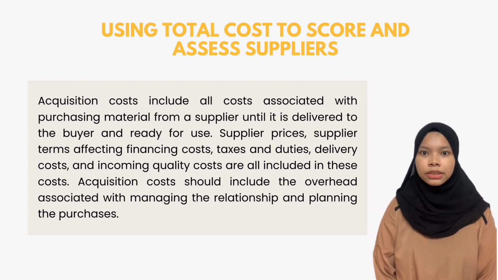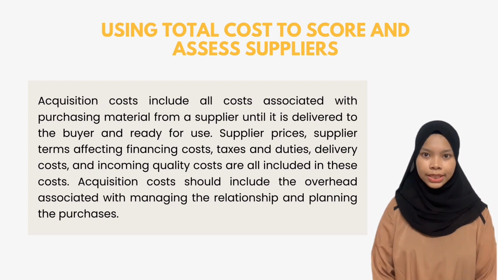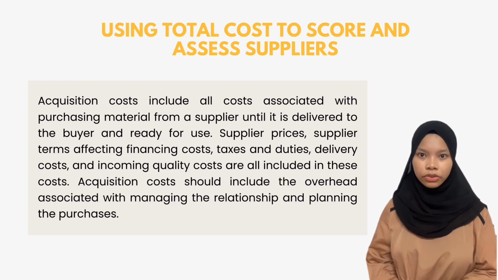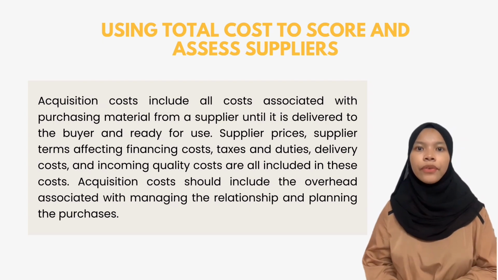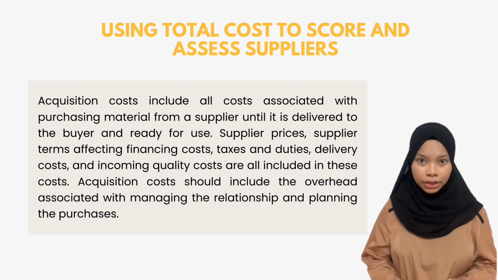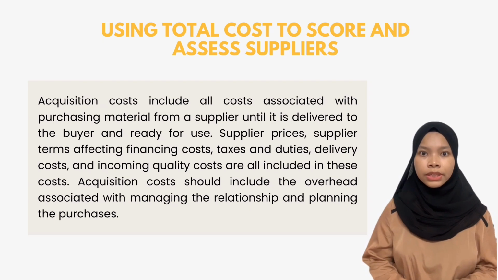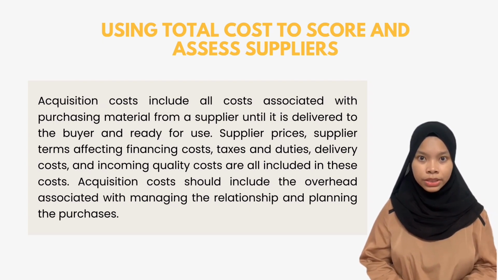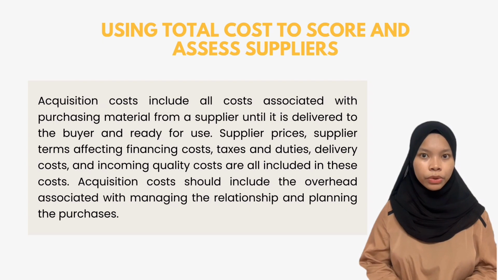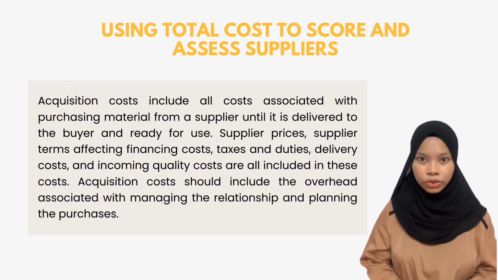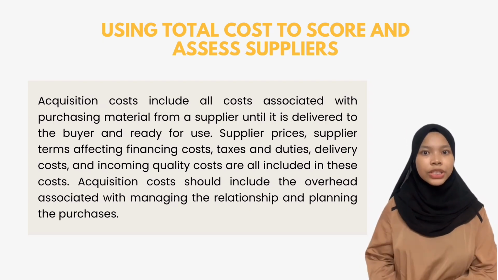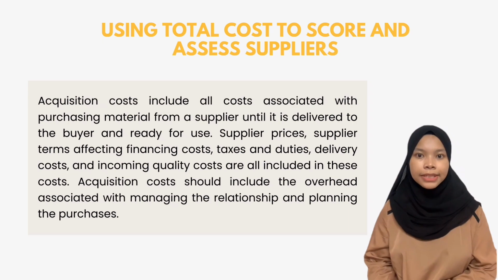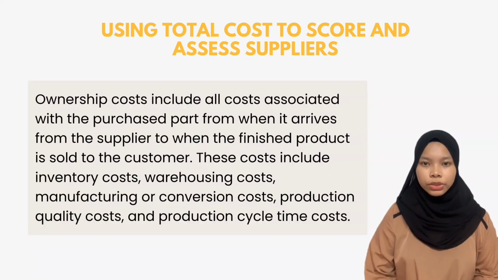Acquisition costs include all costs associated with purchasing material from a supplier until it is delivered to a buyer and ready for use. Supplier price, supplier terms affecting financing costs, taxes and duties, delivery costs, and incoming quality costs are all included in this cost. Acquisition costs should include the overhead associated with managing the relationship and planning the purchase. Now we move to the ownership cost.